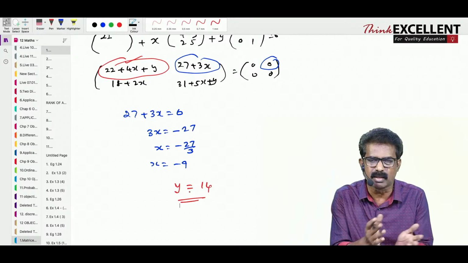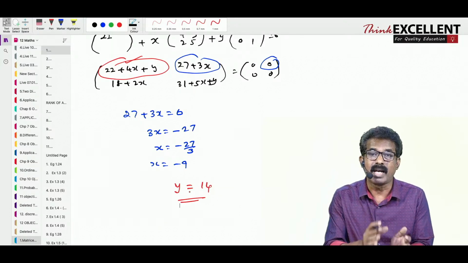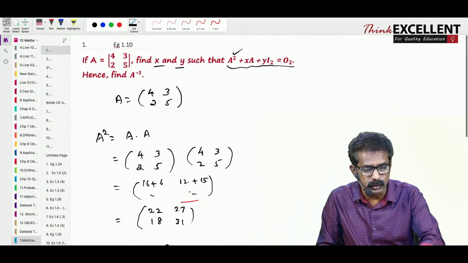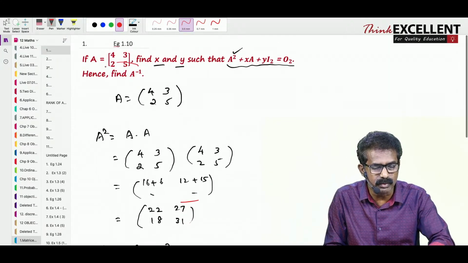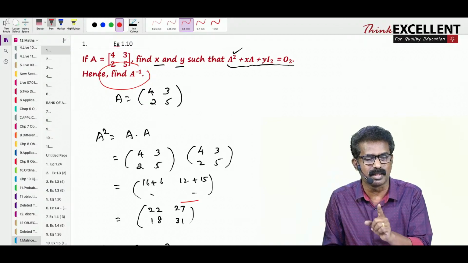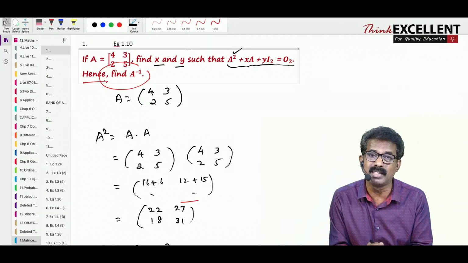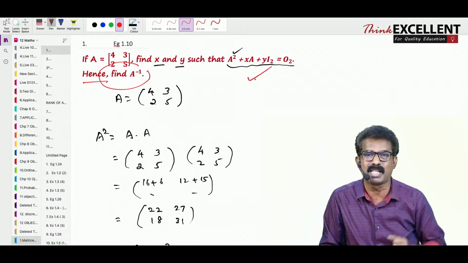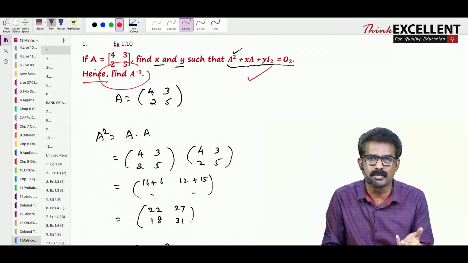Simultaneous equations, all of you know how to solve it, right? Find x and y. Okay, we got it. But see the second part. What is the second part? Using this, find A inverse. A தெரியும், டைரக்டா A inverse கண்டுபிடிச்சிங்கன்னா மார்க் கிடையாது. பிகாஸ் என்ன சொல்லியிருக்காங்க? Hence find. அப்படின்னா இதை ப்ரூவ் பண்ணிட்டோம்ல, இதை யூஸ் பண்ணி A inverse கண்டுபிடிக்கணுமா? 2 by 2ல A inverse கண்டுபிடிக்கிறது வெரி ஈஸி.